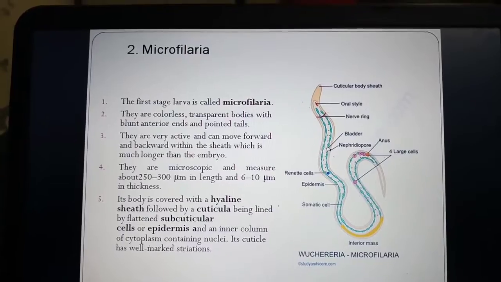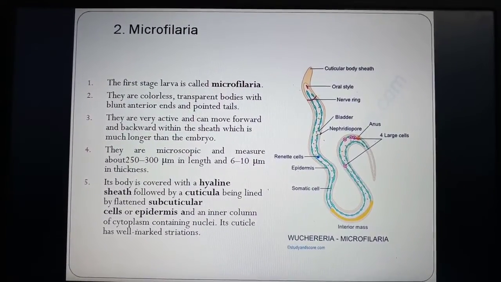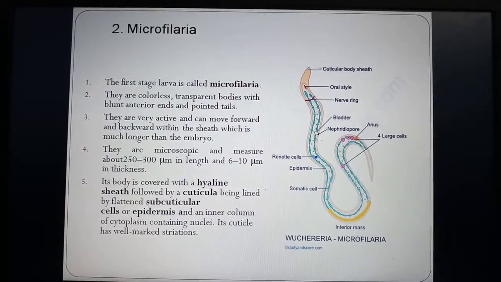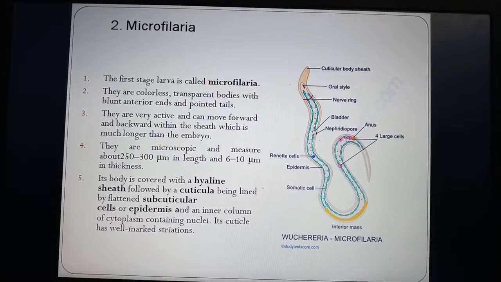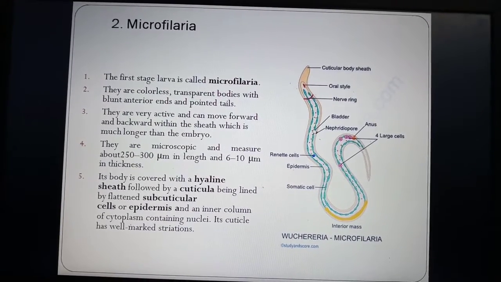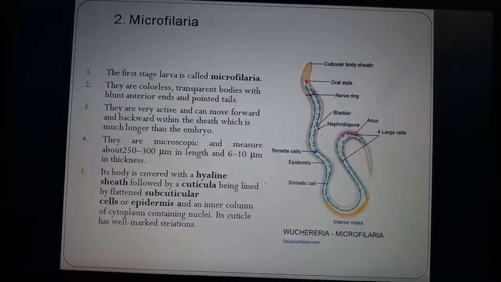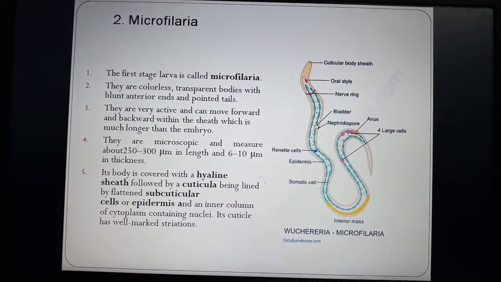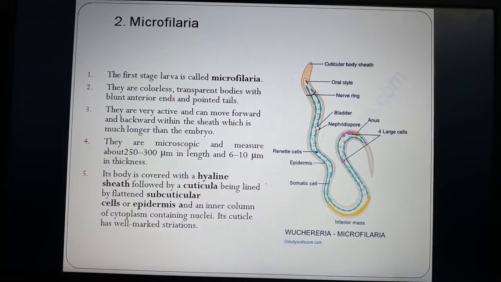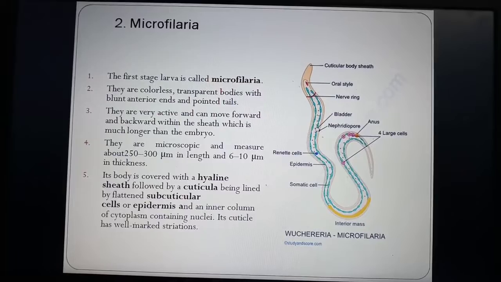Number two is microfilaria. The first stage larva is called a microfilaria. As you see in the picture, they are colorless, transparent bodies with blunt anterior end and pointed tails. They are very active and can move forward and backward within the sheath, which is much longer than the embryo. They are microscopic and measure about 250 to 300 micron in length and 6 to 10 micron in thickness.